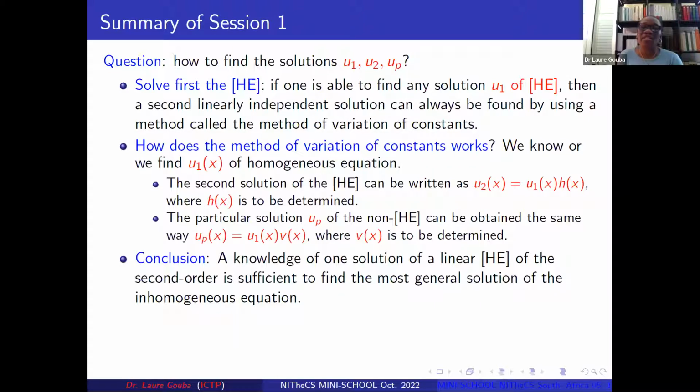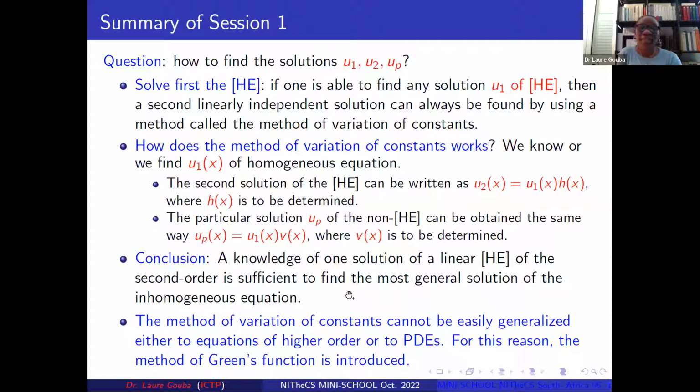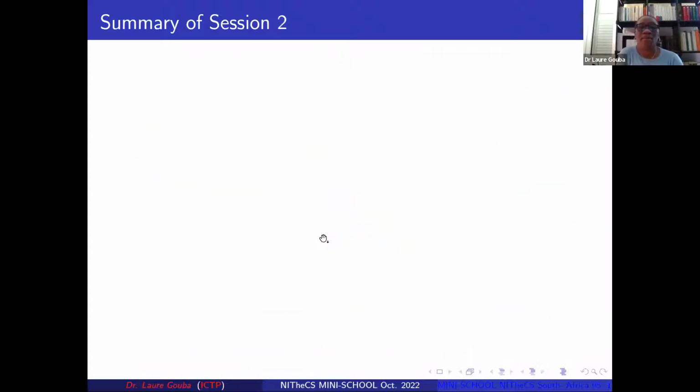Then the conclusion is that, with the method of variation of constants, knowledge of one solution of a linear homogeneous equation of the second order is sufficient to find the most general solution of the inhomogeneous or non-homogeneous equation. But the method of variation of constants cannot be easily generalized either to equations of higher order or to partial differential equations. For this reason, the method of Green's function is introduced, because it can solve problems where the method of variation of constants fails. Okay, this was the summary of session 1.